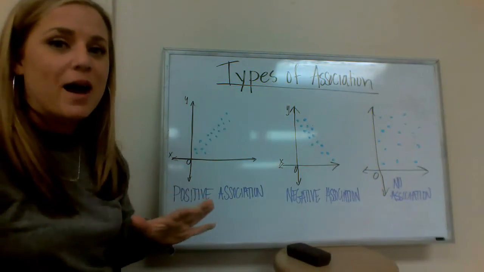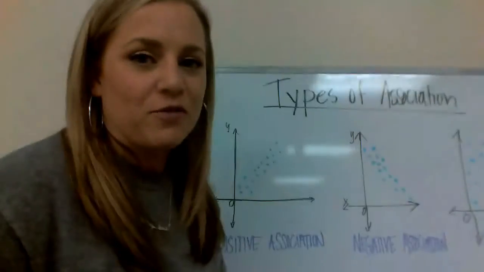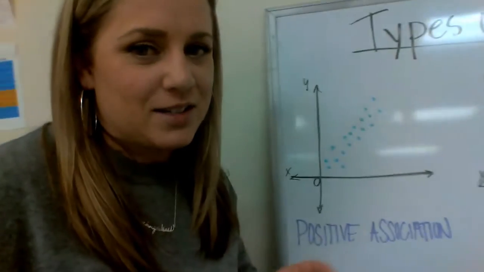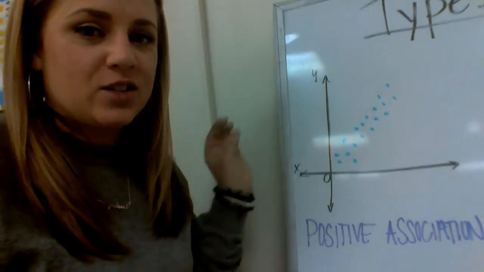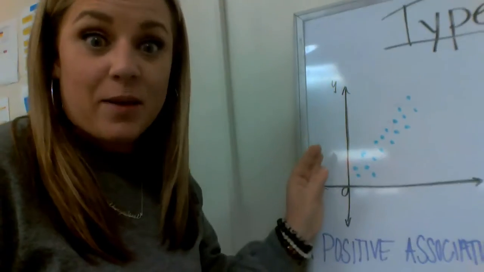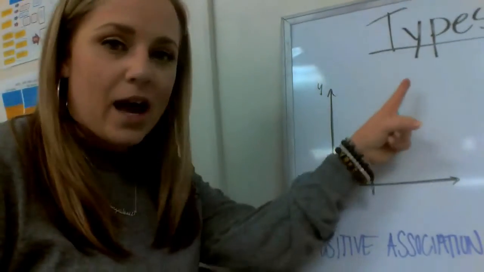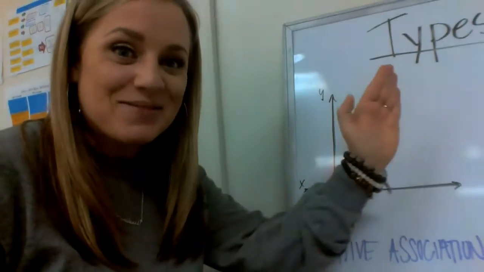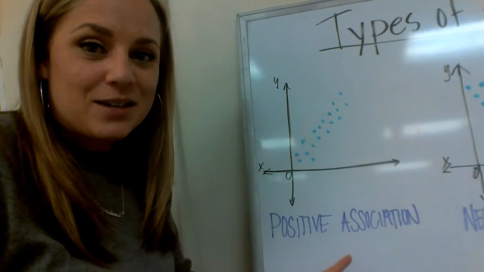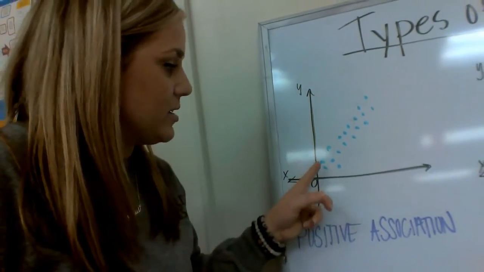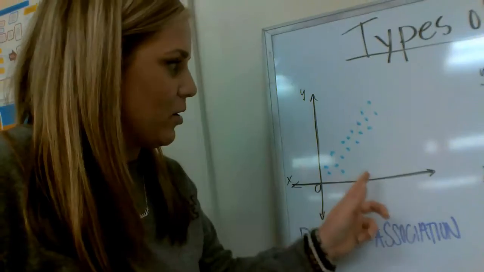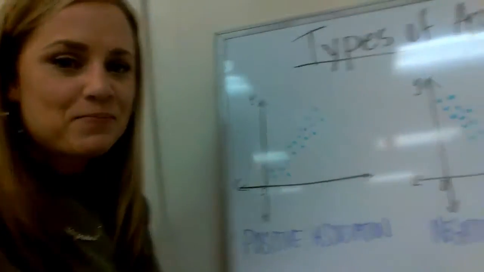Okay, first let's talk about 3 types of association. I feel like I need to get closer because I feel like you can't see the dots. Look right here, do you see how these dots are kind of close? This is semi-linear, right? And they're going up. That's a positive association, because as our x gets bigger, our y is increasing.